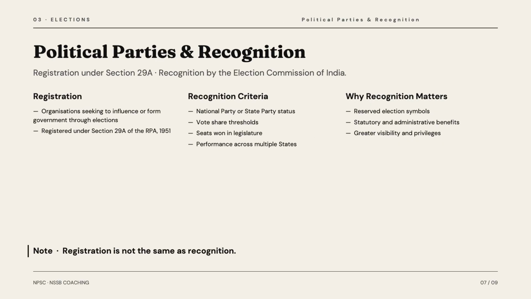Now, political parties and registration. How are political parties registered? Under Section 29A of the RPA Act 1951. You will learn about that in detail. The RPA Act 1951 mentions the process of registering political parties and recognition criteria. There's national party and then there's state party. And why does recognition matter? Because if you get recognition, you will have reserved election symbols. You will have your own symbol, and you will have some statutory and administrative benefits.